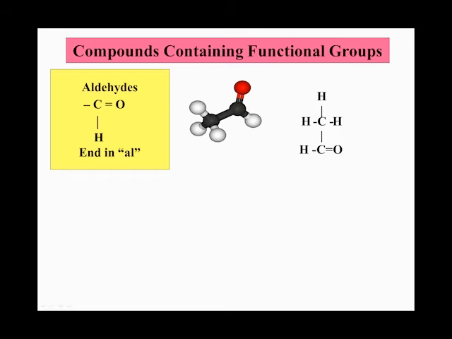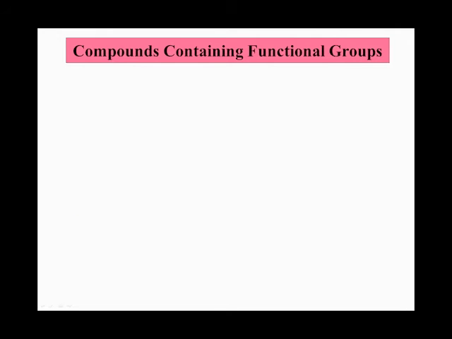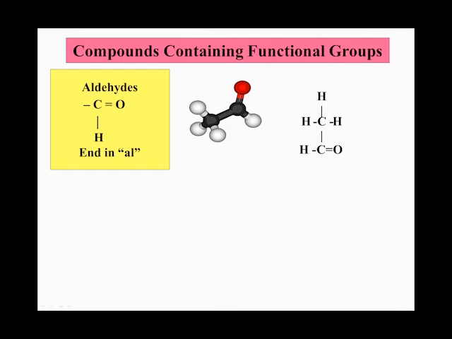Aldehydes have a group at the end of the chain consisting of C double bond O and an H. They all end, the systematic name that is, ends in al. Here's an example of a simple aldehyde.